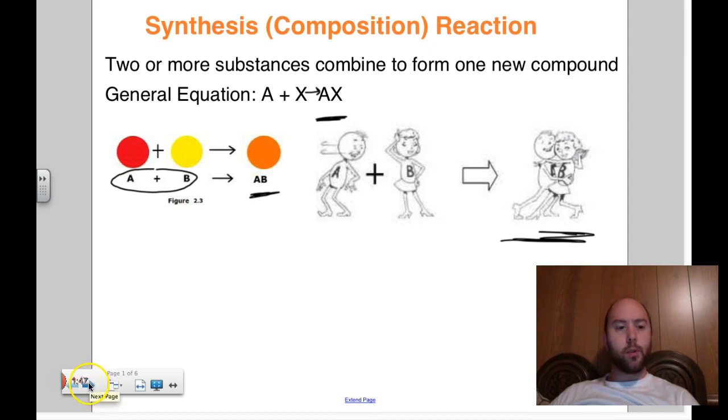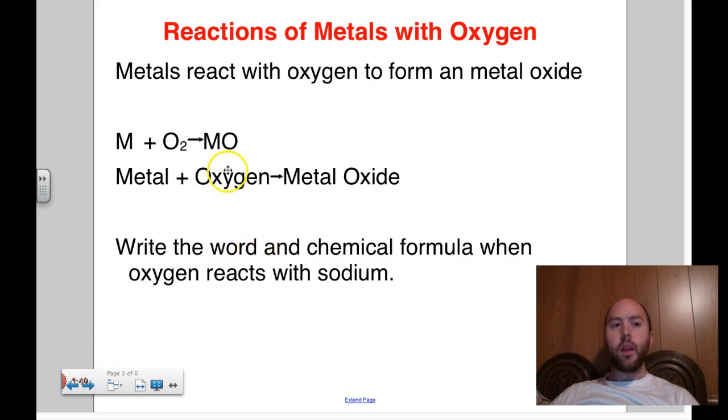So, for example, the first one here is reactions with metals and oxygen. This is a kind of synthesis reaction. In this, metals react with oxygen and they form a metal oxide or a metallic oxide. The basic equation is M plus O2 yields MO. This M stands for the metal. So it's whatever metal, any metal plus oxygen, which is O2.